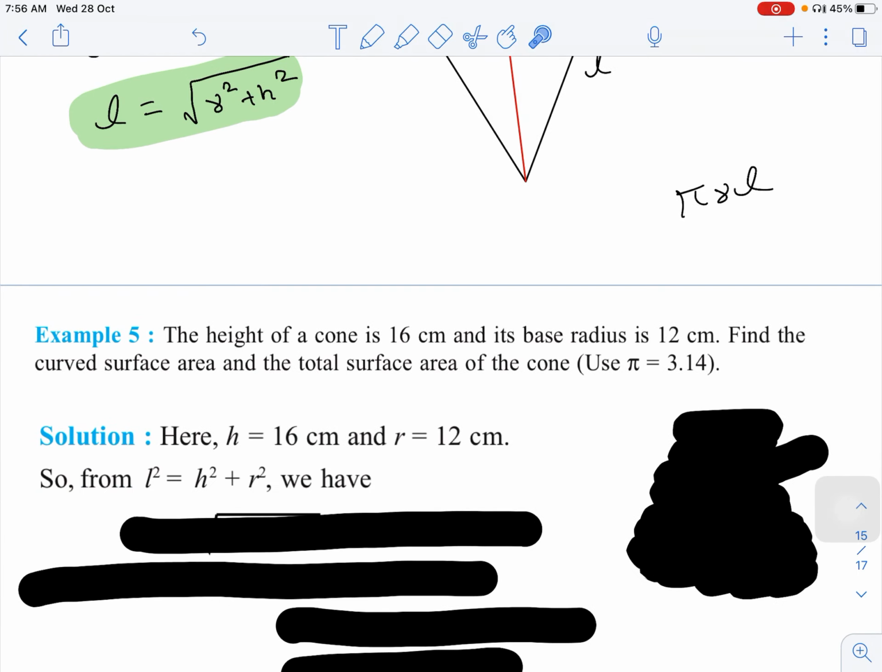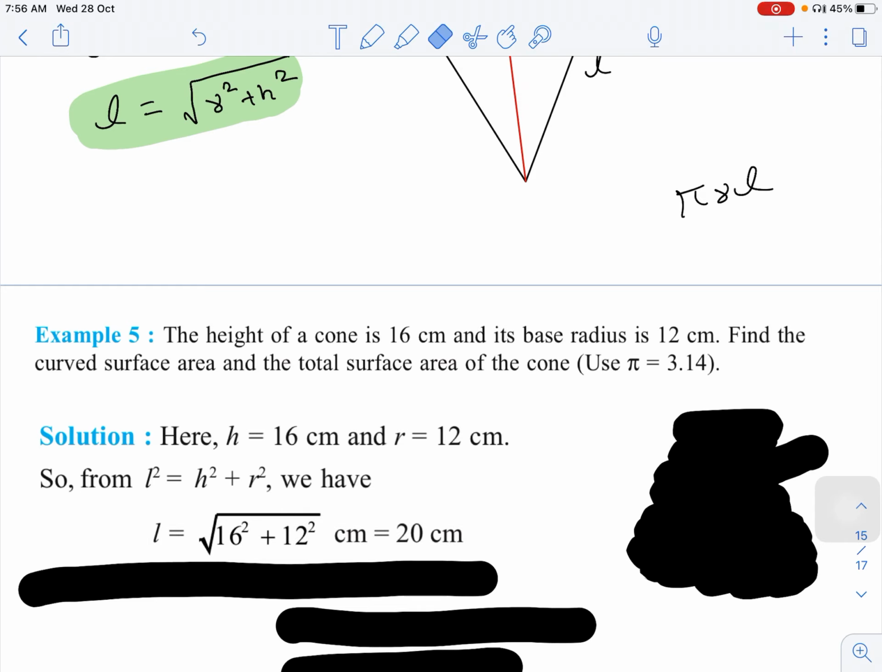So we know that L square equals H square plus R square. So in the next step we can see L equals under root. Now what is the value of H? Height is 16, so we have written here 16 square plus our radius is 12, so we have written here 12 square. Okay, so after this you can write it in this way.